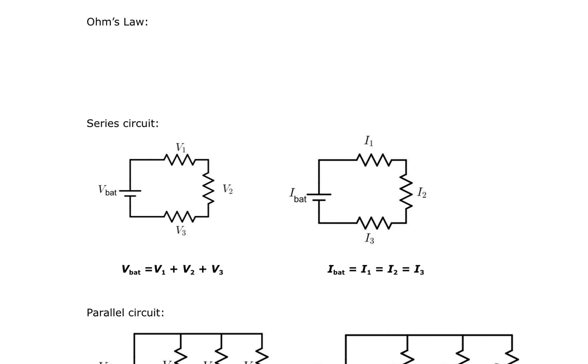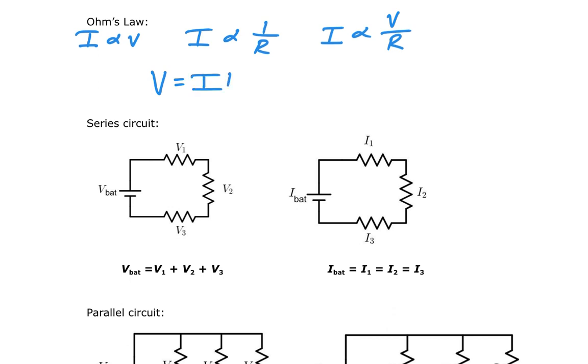So we can write that current is proportional to electric potential difference. Current is inversely proportional to resistance, and we can combine those two proportions and say that current is proportional to electric potential difference divided by resistance. Normally with a proportion, we'd have to put a proportionality constant in there, but given the units we generally use, the constant would just be 1. So we can write that electric potential difference is equal to current times resistance. We end up with this equation right here, and that is Ohm's law.